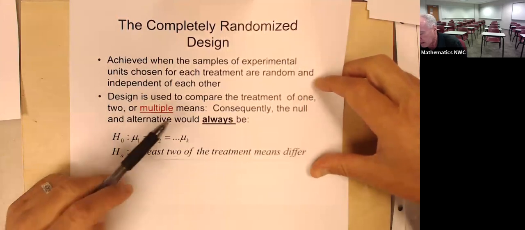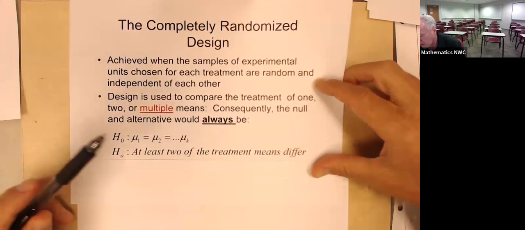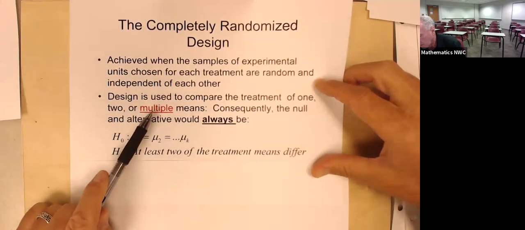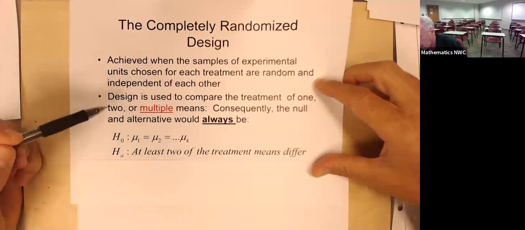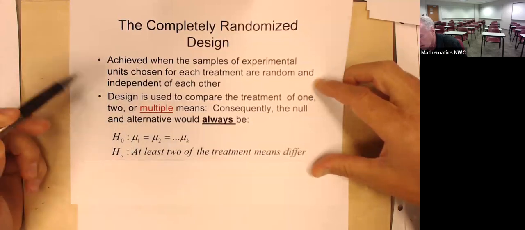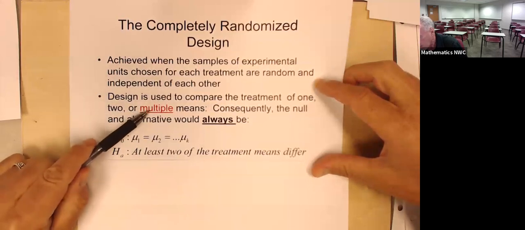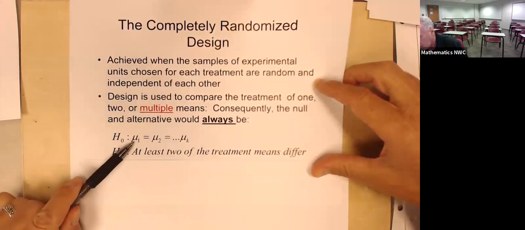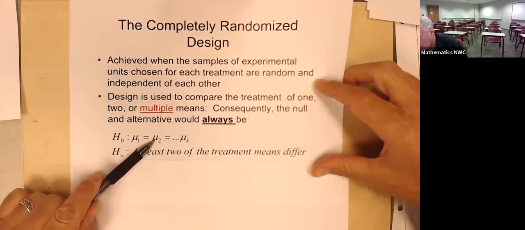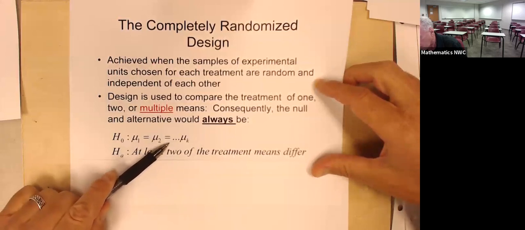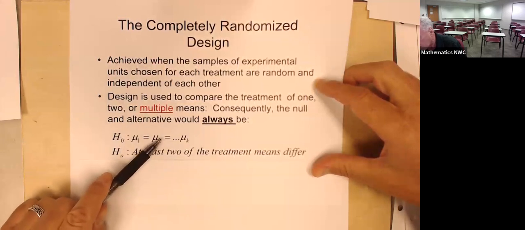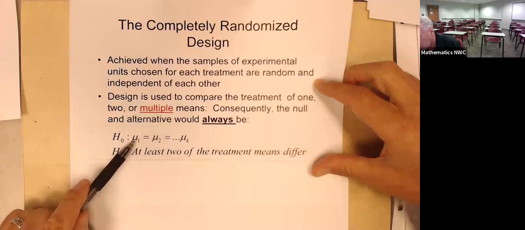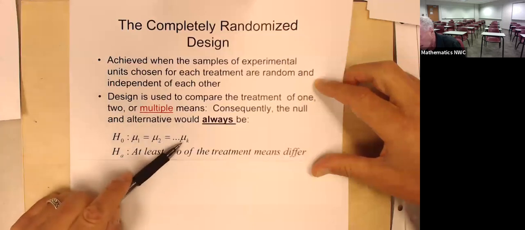This is something that you need to be aware of. Put a star by this in your notes. When I'm comparing multiple means, that would mean 3 or more. My null and alternative are easy. They are always this. For example, if I had 3 means, I would start off by saying the null is mean 1 equals mean 2, which equals mean 3. If I had 4 of them, it would be mu1 equals mu2 equals mu3 equals mu4. 5 of them would go up to 5. K of them would go up to K.